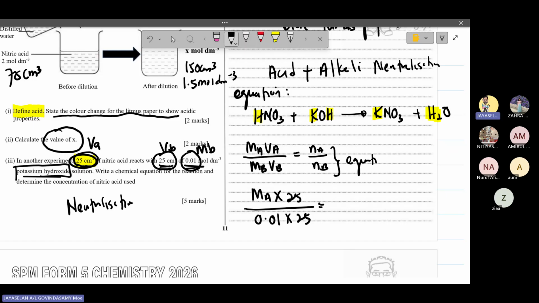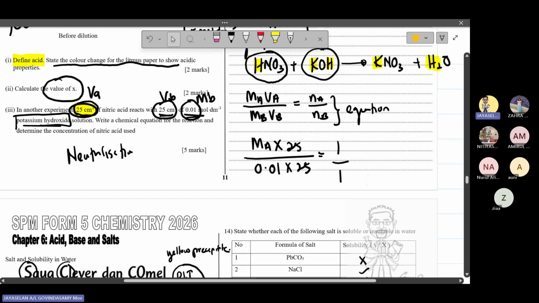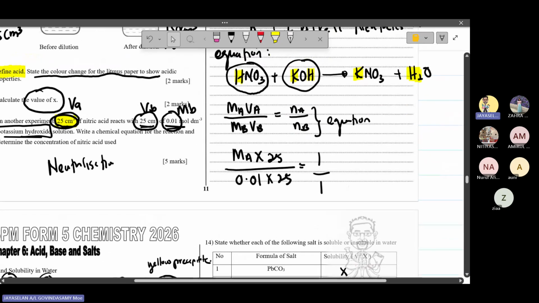From the equation. Okay, the equation tells you nitric acid 1, potassium hydroxide 1. Understand? Okay, so what is the molarity you will get?